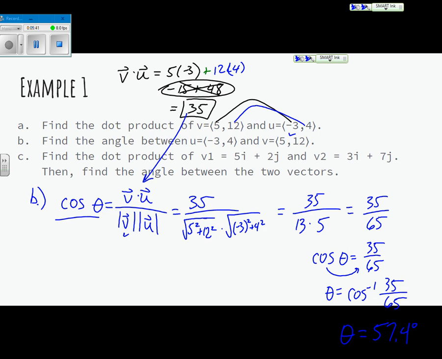All right, you're on your own for part C. I want you to do all this again. I'm going to give this vector to you as a linear combination and see if you can figure it out. So hit pause on the video and give it a go.